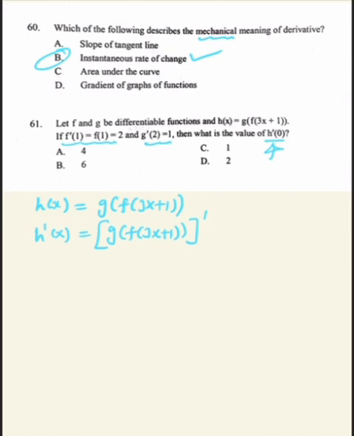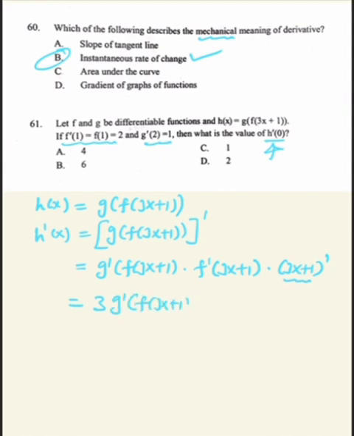So chain rule apply እናደርጋለን. chain rule apply ስናደርግ this is the same as g derivative at f of 3x plus 1 times f derivative of 3x plus 1 times 3x plus 1 derivative ይሆናል. ይሄ 3x plus 1 derivative 3 ነው የሚሆነው. 3 times g derivative at f of 3x plus 1 times f derivative at 3x plus 1 ይሆናል ማለት ነው.